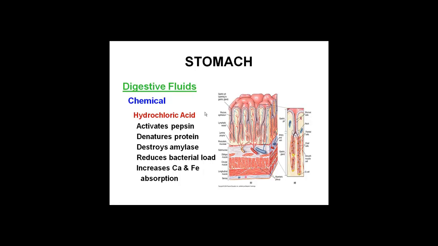The cells of the stomach are going to secrete an inactive form of pepsin called pepsinogen. So you might write that down, pepsinogen. It's going to be secreted out into the stomach, and then the acidity of the stomach is going to change the pepsinogen into pepsin, which is the active form, and pepsin is going to work on protein.